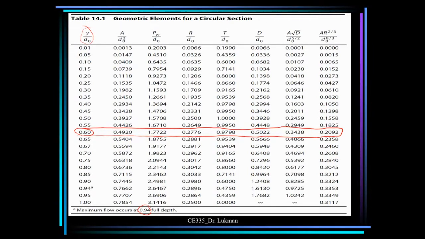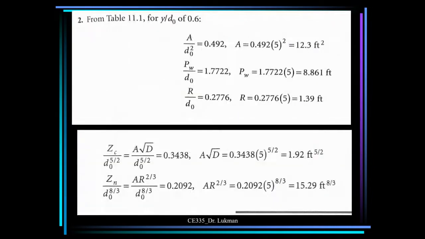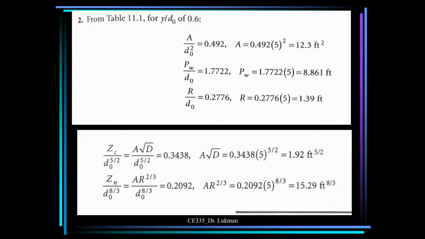This is because for a circular section that is not flowing full, finding the area, the wetted perimeter and all this will be difficult, unlike a given cross section, let's say rectangular, trapezoidal, and all that. This is what we use to find the flow parameters, the section parameters, for a circular cross section which is not flowing full. Okay, so A over D naught squared.